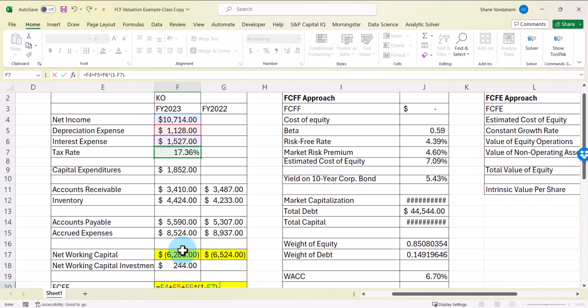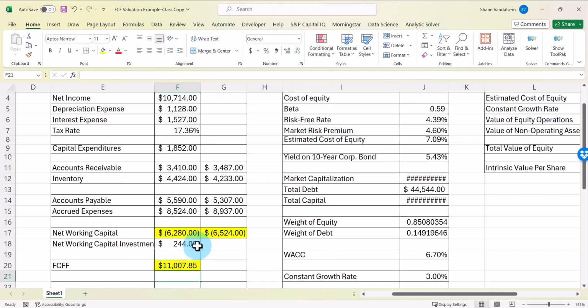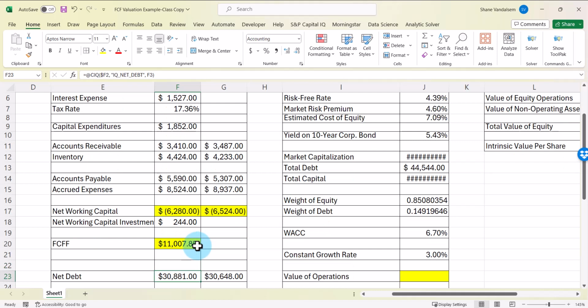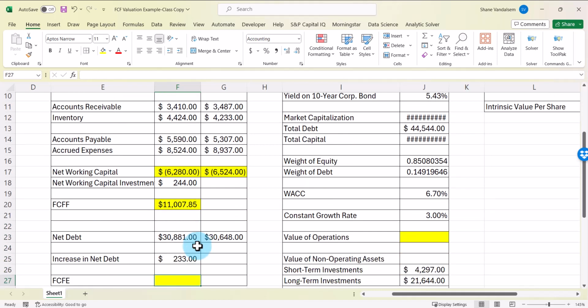So now I'm going to subtract out the capital expenditures, because that's a cash flow necessary to maintain the company. And I'm going to subtract out the net working capital investment. Again, this is a cash investment that had to be made to maintain the operations of the firm. So we get free cash flows to the firm of approximately $11 billion for Coca-Cola in fiscal year 2023.